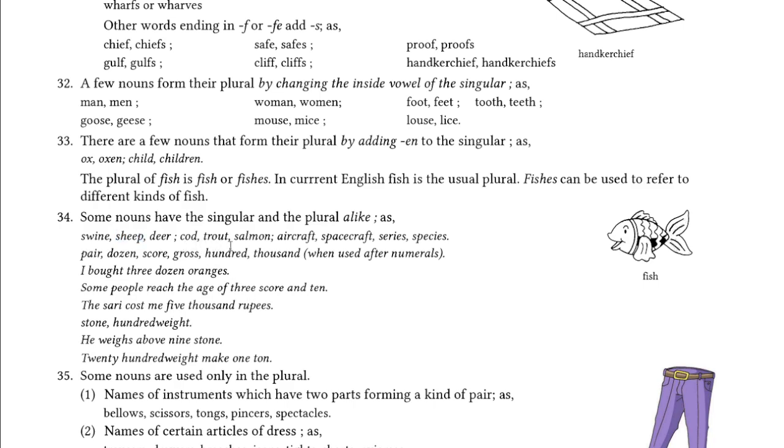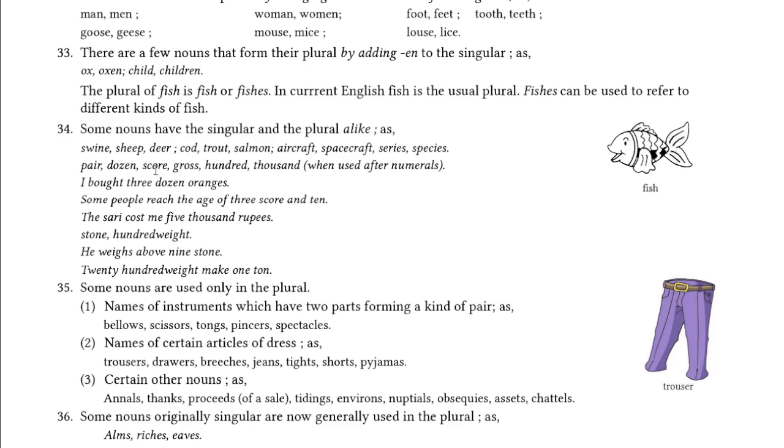Cod and trout and salmon, these are different kinds of fish. These are nouns in singular number, but they're also used as nouns in plural number. Aircraft is a noun in singular number, but it is also used as a noun in plural number. Similarly, spacecraft, series, and species. Species is a noun in singular number. It is also used as a noun in plural.